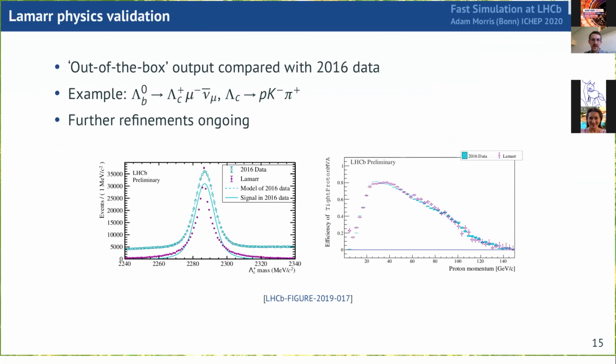The validation of Lamarr was done using 2016 data, out of the box with not much tuning. On the left we have an example Lambda_c mass peak where we're comparing the purple points with the solid blue line. You can see there's some disagreement and some refinement is necessary. A distribution which is reproduced quite well is on the right. So you have proton momentum, where you see Lamarr output in purple and some data in light blue.